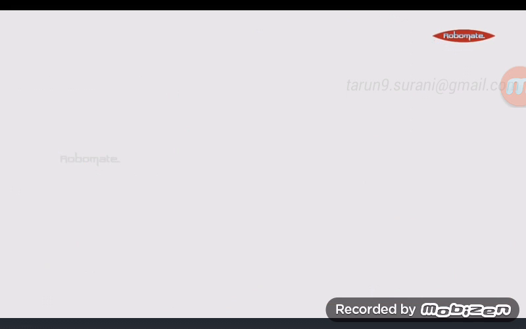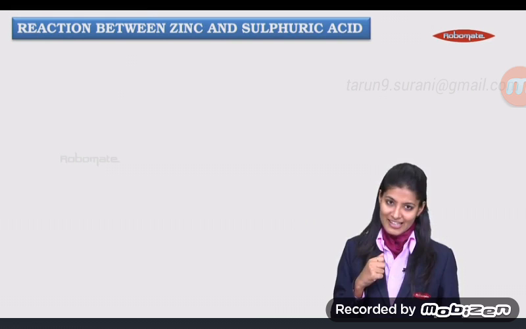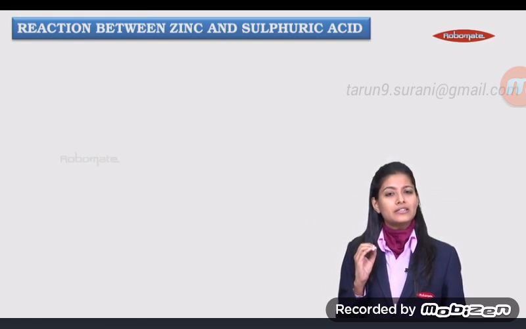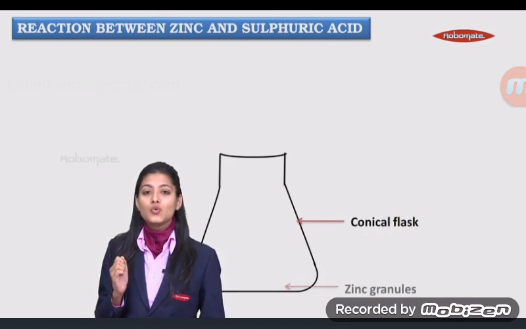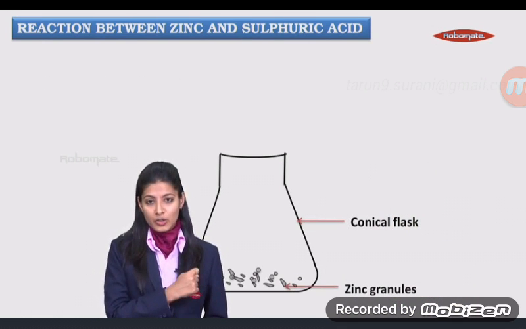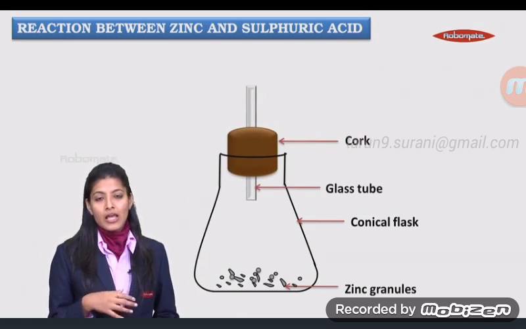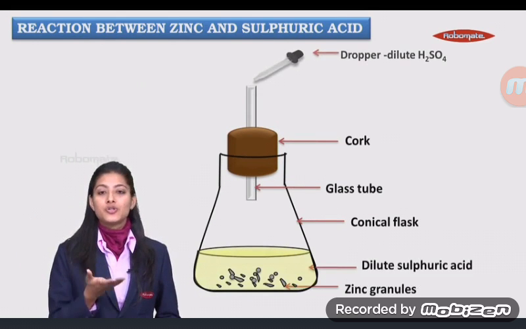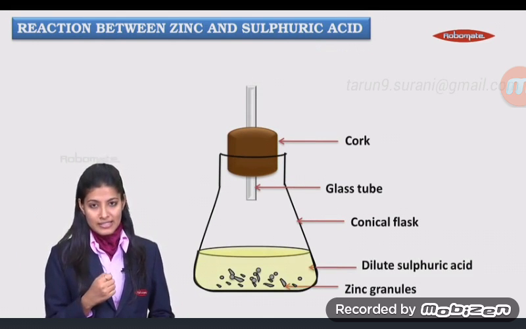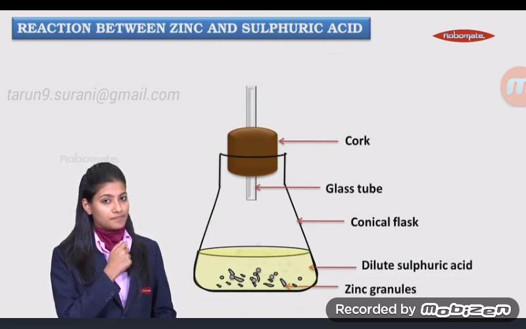So let us understand those characteristics using simple reactions. That is the reaction of zinc with sulfuric acid. Now this experimental setup is very simple. It consists of a conical flask in which we add zinc granules, and it is fitted with a cork and a glass tube. And with the help of a dropper, we add dilute H2SO4, dilute sulfuric acid.